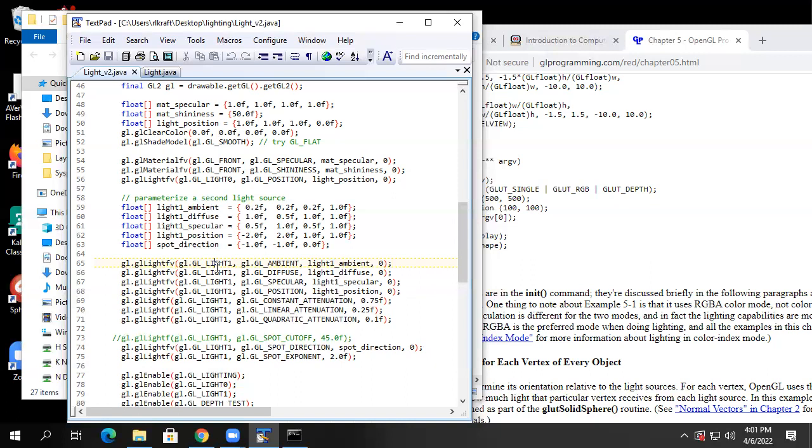But you need three lines of code to say, on GL light one, set the attenuation constant to this. On GL light one, set the linear constant to this. On GL light one, set the quadratic constant to this. This is the style of programming. It's just setting parameters all over the place.